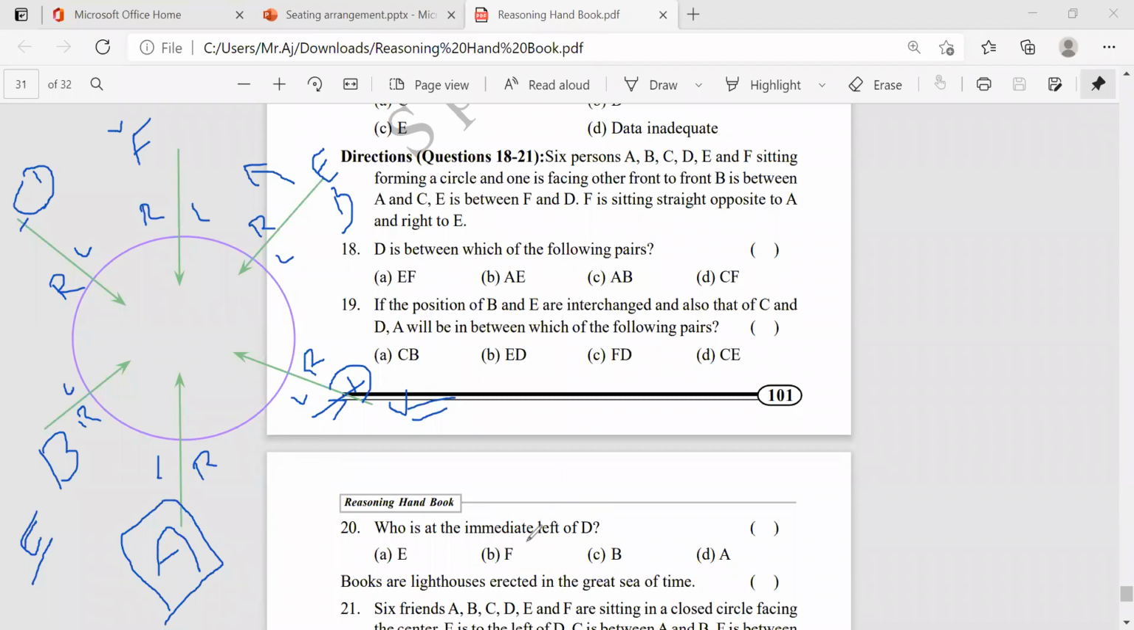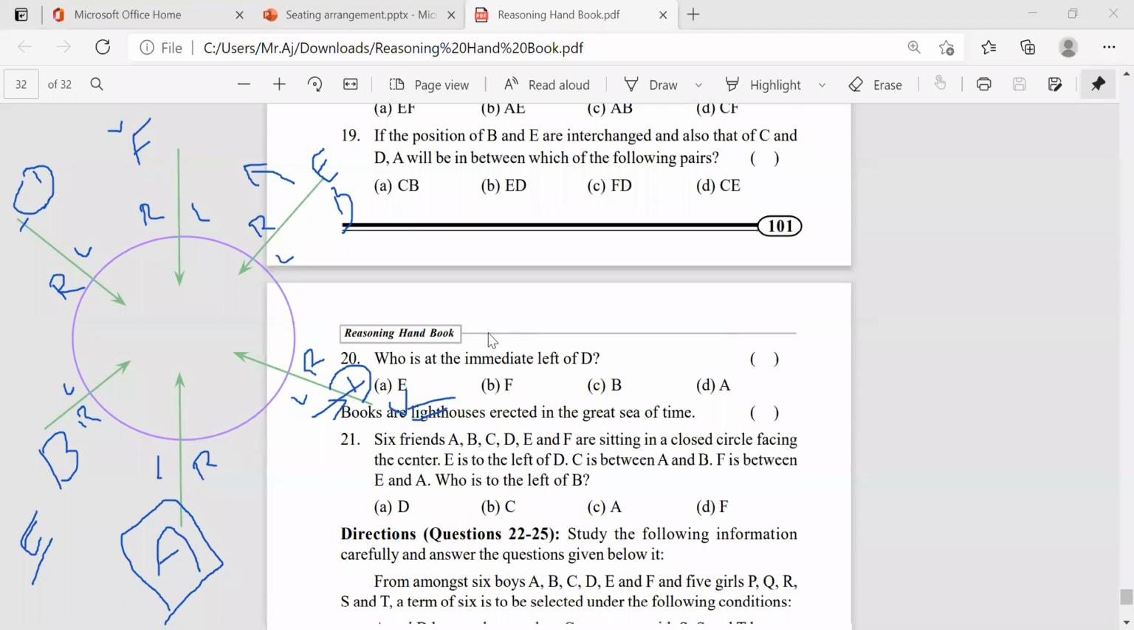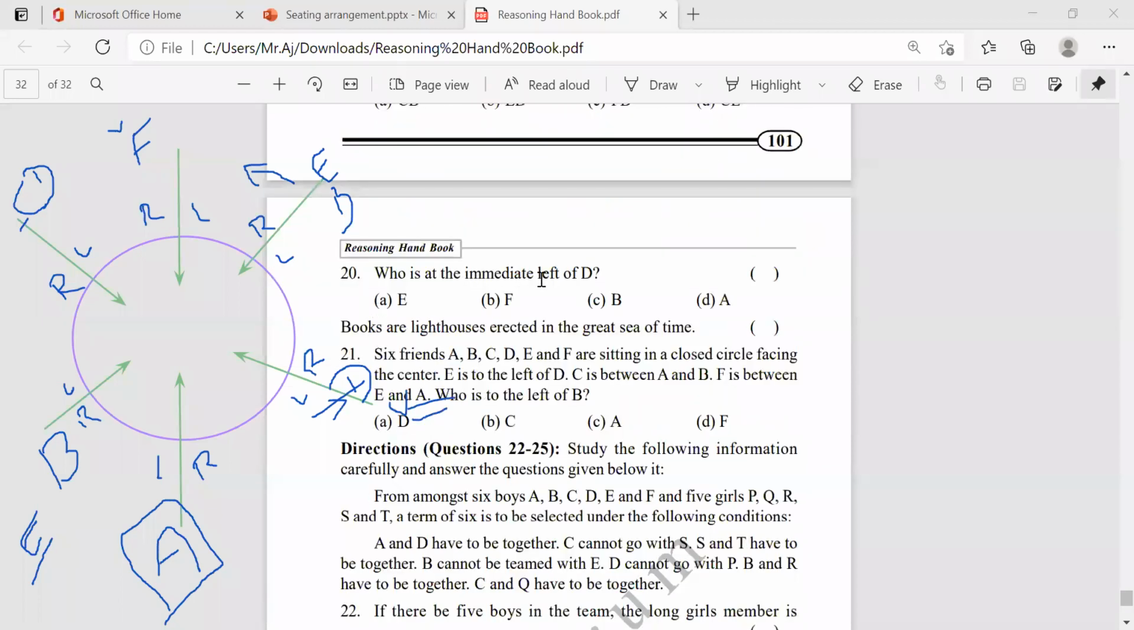Right. Now another question in this. What they're asking, who is the immediate left of the? See, immediate left of the, yesterday also I discussed about this. Immediate left is nothing but just beside one. Who is asking who is the immediate left of the?